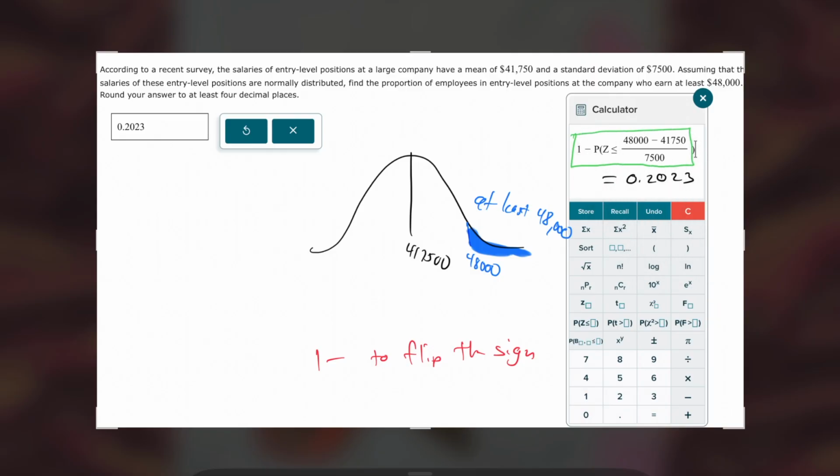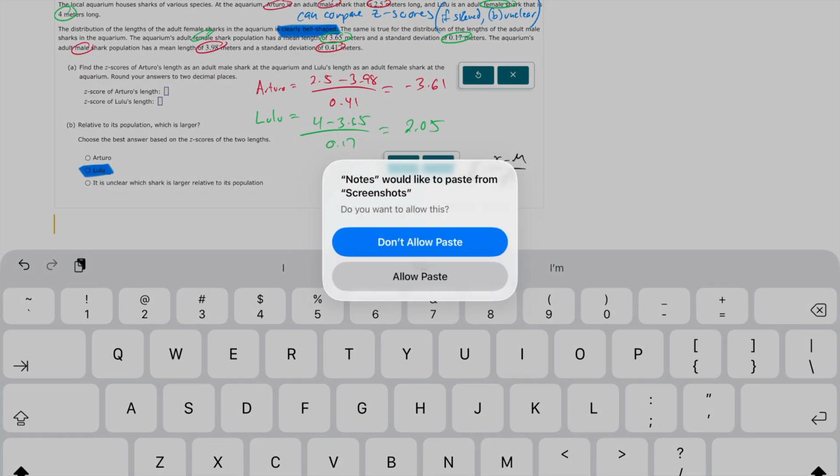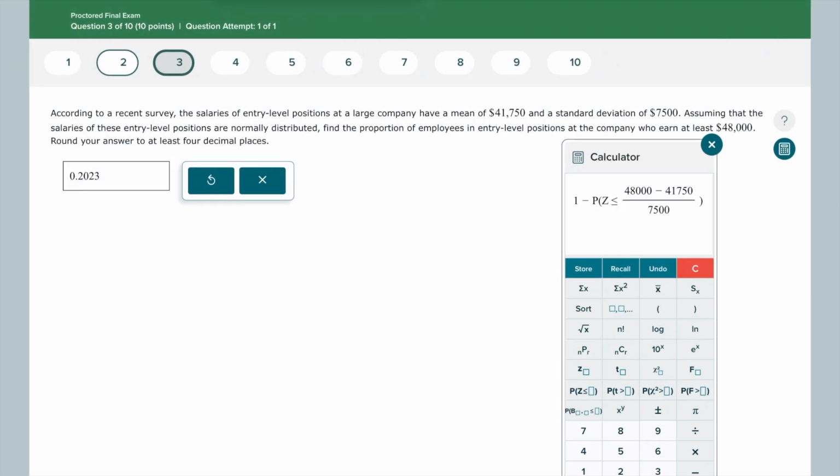Okay. Technically, you could do this first and find the z-score for that and do that separately. But if the calculator can do it all at once, I just do it all at once. Does that make sense? I could go ahead and do 48,000 minus 41,750 divided by the 7,500. That's my z-score. Then just put that into the button and then do 1 minus. You can find the z-score first and then put it in.